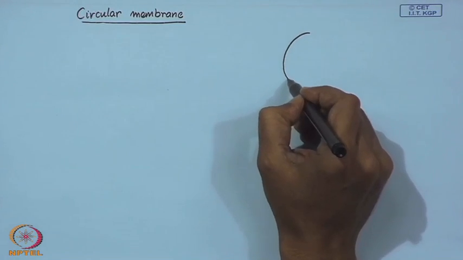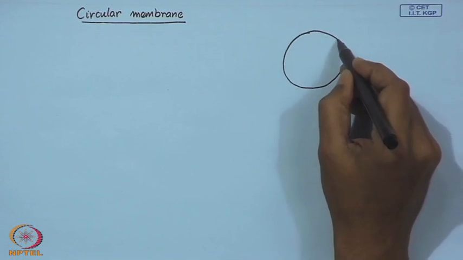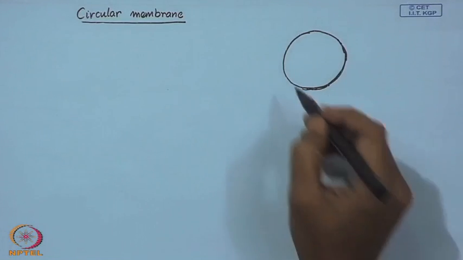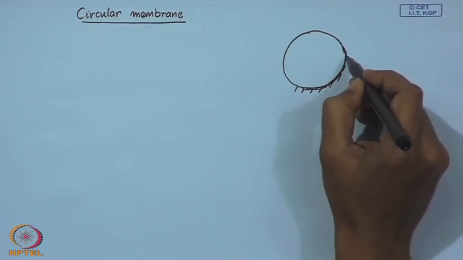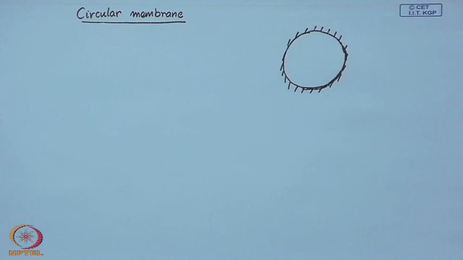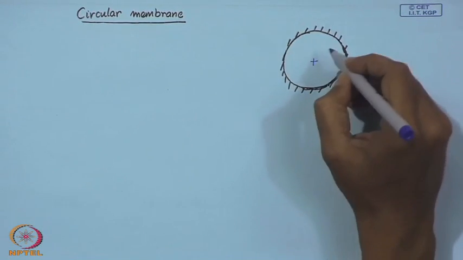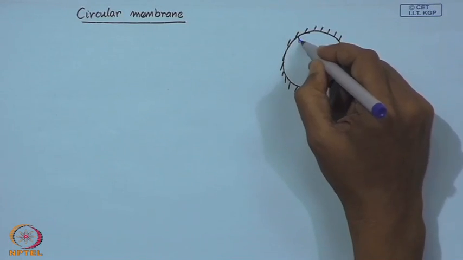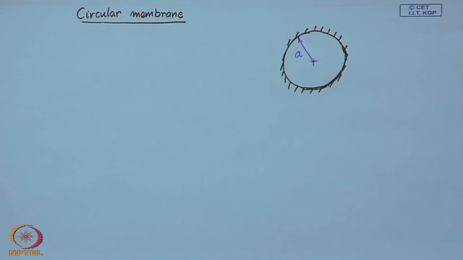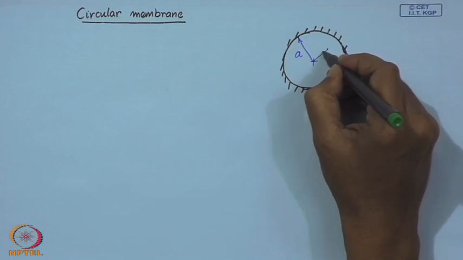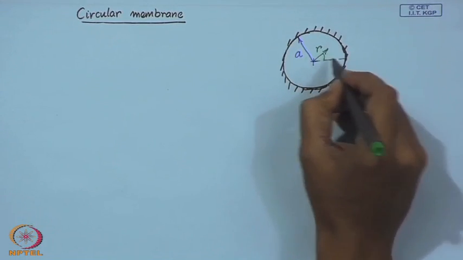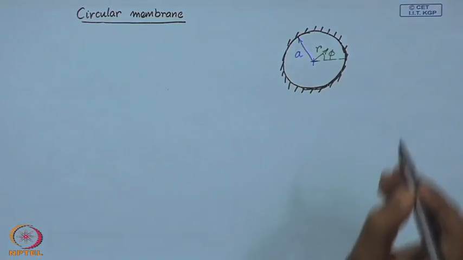So, consider this as a circular membrane. We are going to consider a membrane with a fixed edge. The radius of the membrane, let it be small a. Any point on this membrane is denoted using the coordinates r and the angular coordinate phi.